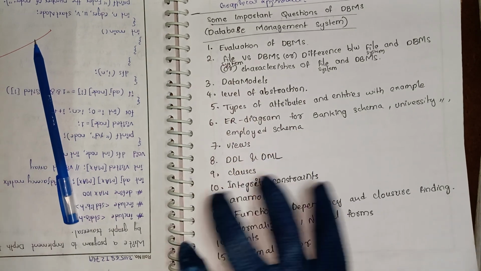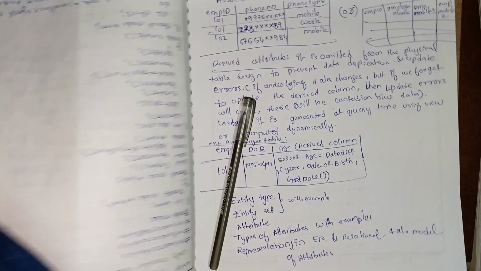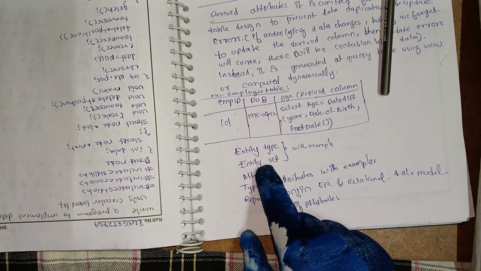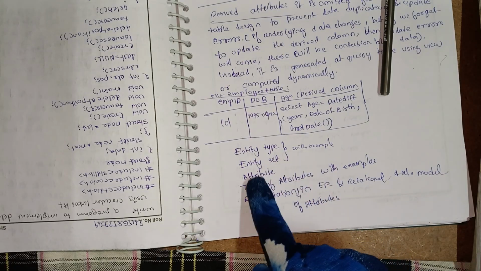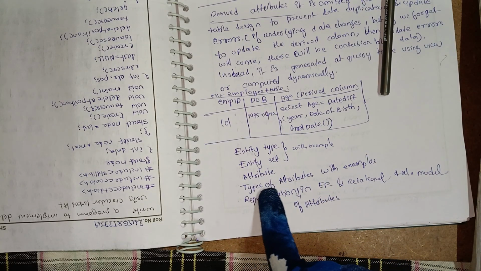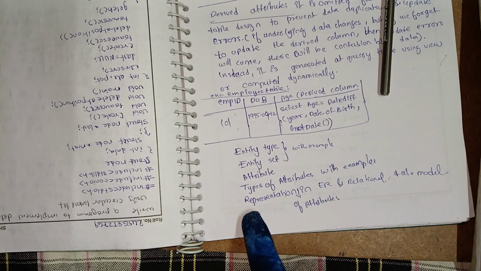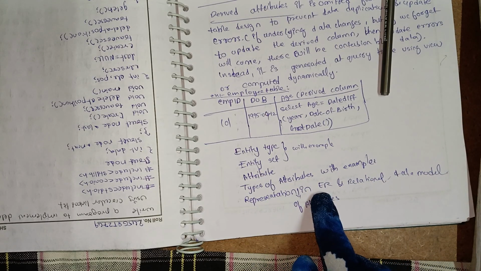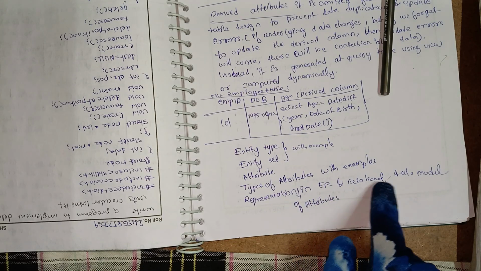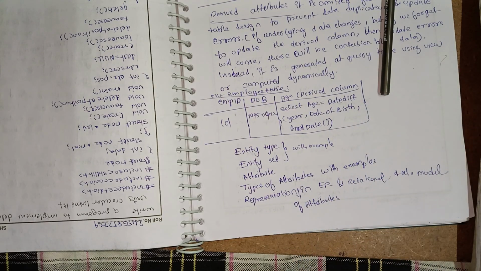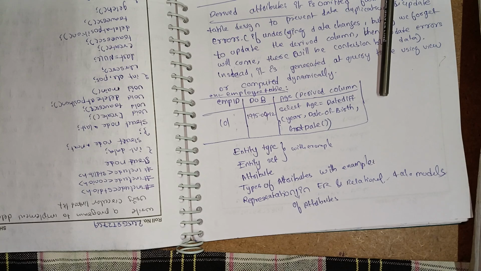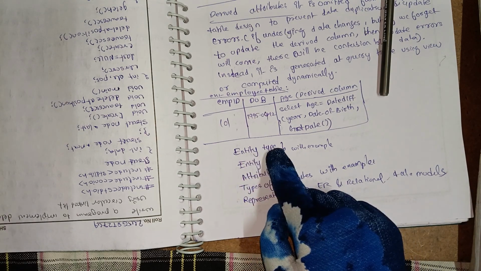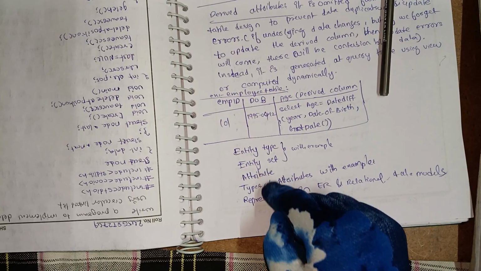So in this class we will see what is entity type, what is entity set with example, and what is attribute and types of attributes with examples, and representation of attributes in ER, means entity relational, and relational data models. Okay, so to understand these types of attributes we have to understand entity type and entity set.